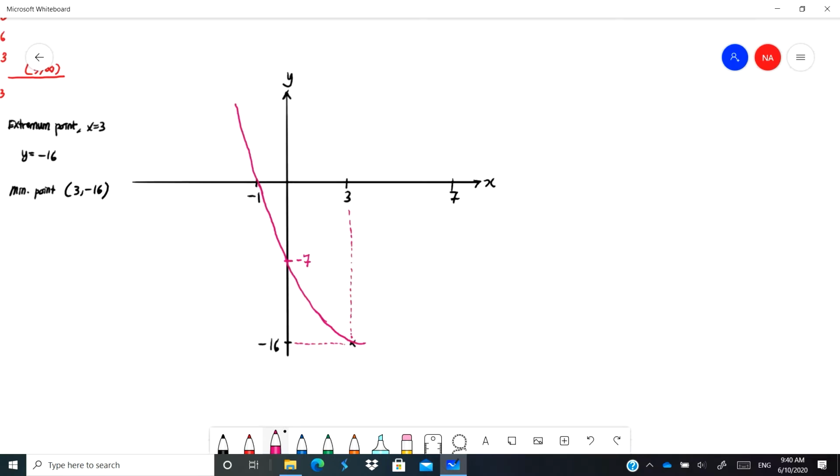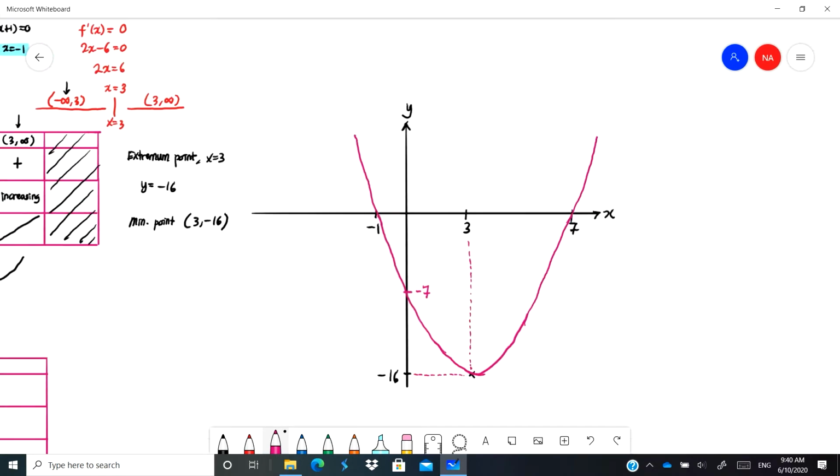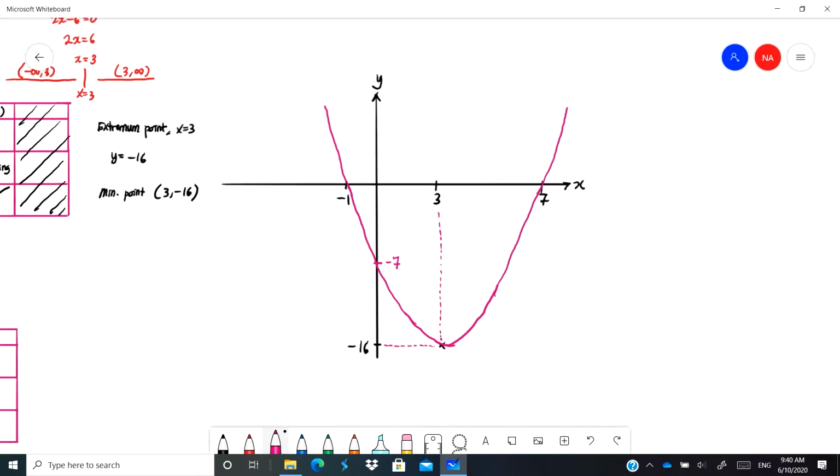So we're going to draw this graph something like this. You're going to pass through x equal to 7 there, and then you'll get the graph. Make sure the graph is smooth and very nice.